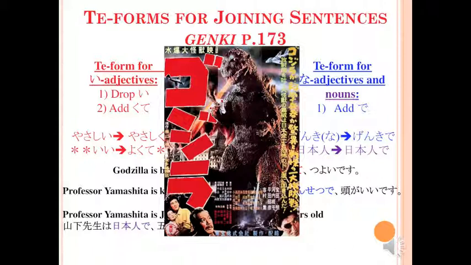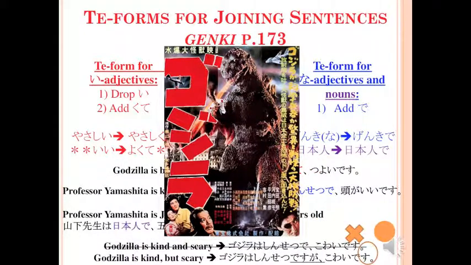Where were we? The only other thing you need to know is that when you use the te form for adjectives and nouns, you can't mix positive and negative expressions. Good stuff goes with good stuff, and bad stuff stays with bad stuff. Just as you wouldn't say, Godzilla is kind and scary in English, you wouldn't say, Gojira wa shinsetsu de kowai in Japanese.